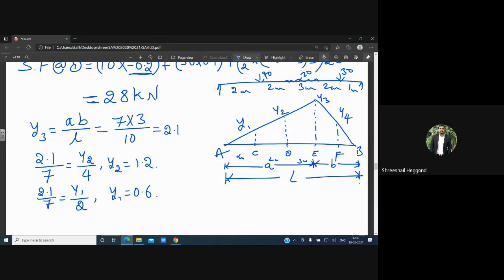To calculate Y4, consider the Y3 triangle. That can be written as 2.1 divided by the base of the right hand side triangle, that is 2 plus 1 is 3, is equal to Y4, the unknown, divided by the remaining value of 1. Therefore, Y4 is 2.1 divided by 3, so 0.7.